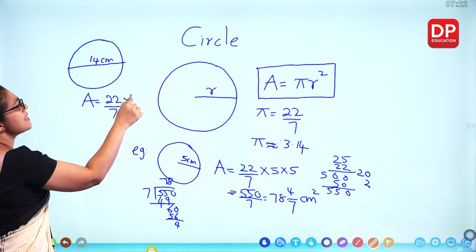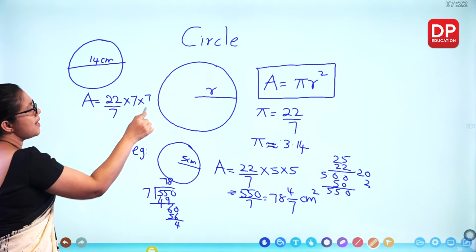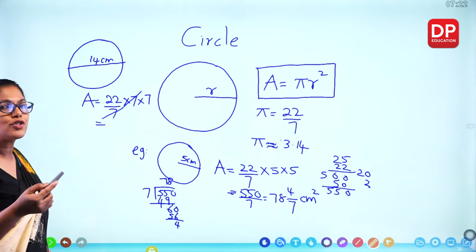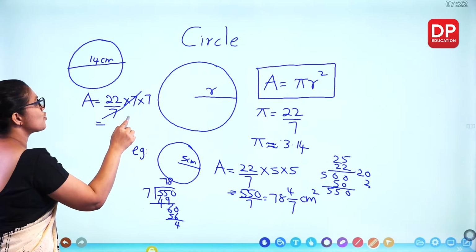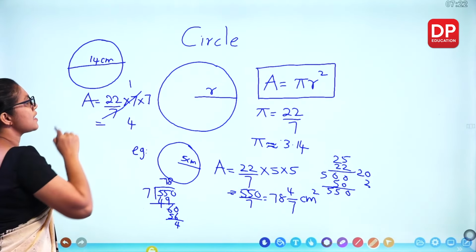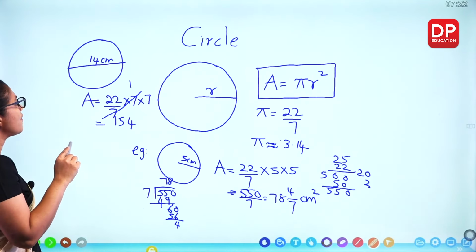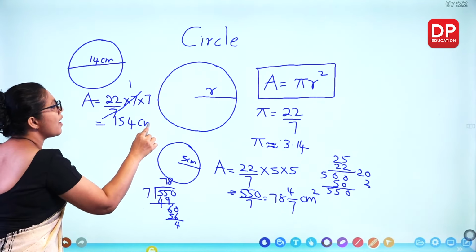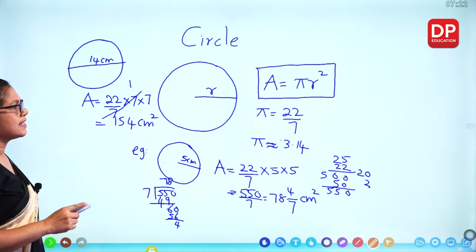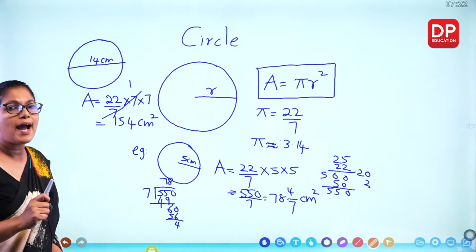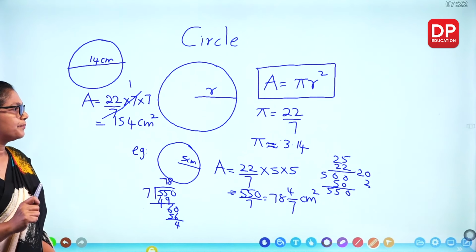So what's the radius here? 7. 7 times 7. Now we see 7 get cancelled out. 22 times 7. 7 times 2, 14. 1 remaining. 7 times 2, 14 plus 1, 15. So you get 154 square centimeters. So what's the area of a circle? You can use pi r squared.